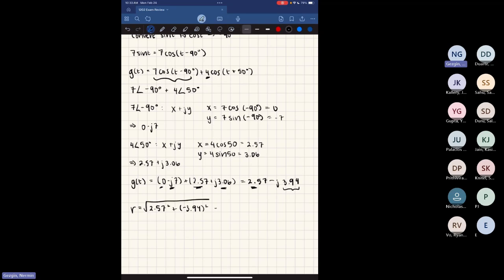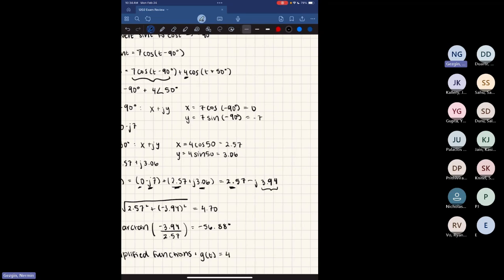And then you find the square root of this, which is equal to 4.70. And to find the angle, you do arctangent of y over x, so it would be negative 3.94 over 2.57, the y over x, and then you get negative 56.88 degrees. So your simplified function becomes g of t is equal to 4.70 cosine of t minus 56.88.